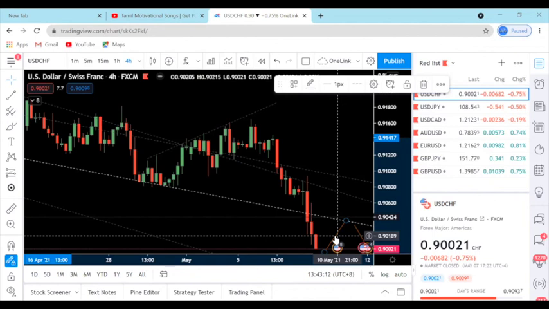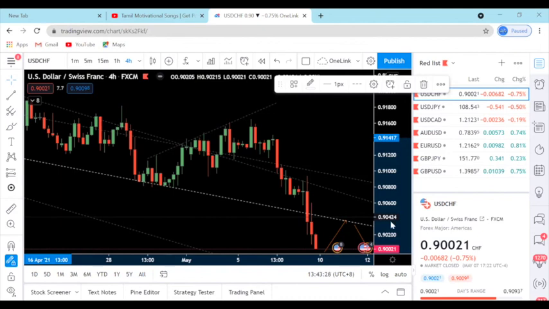Agree? Doctor, just one question. When you draw the resistance line just now, do you connect the last point of the candle or the body of the candle? Okay, that one I'll show you.